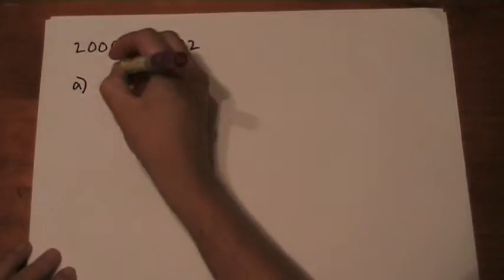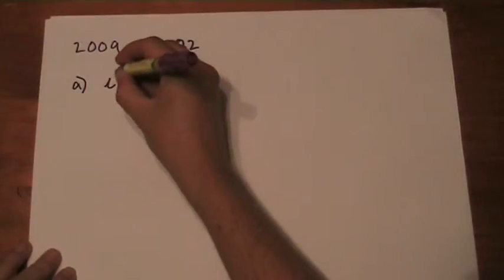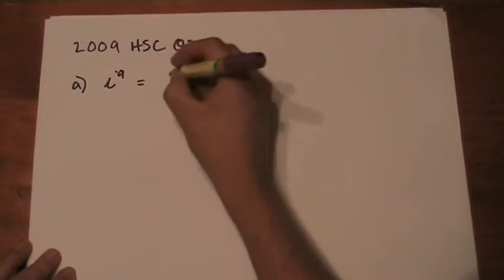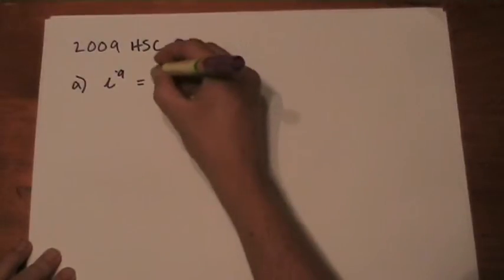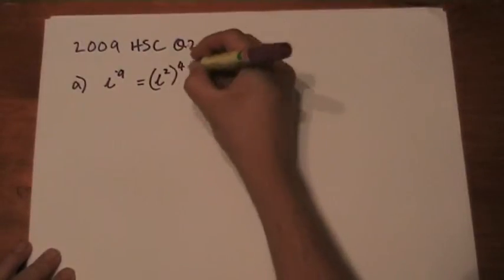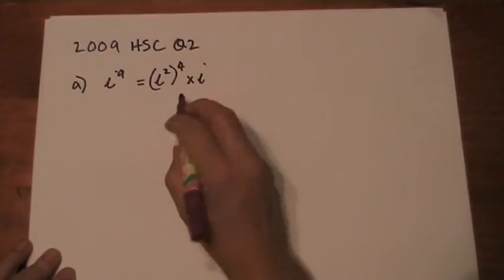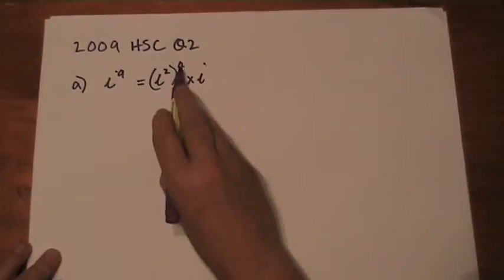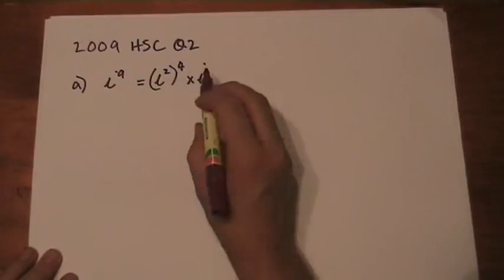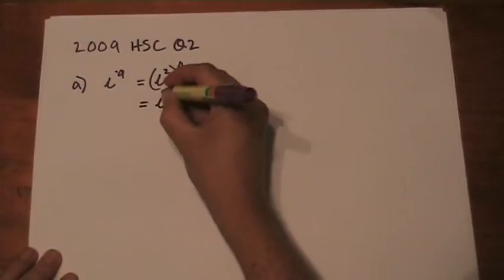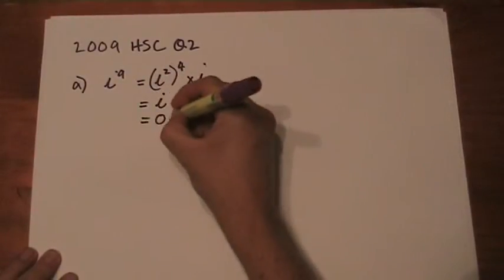Question 2. Okay, so again, first question. I to the 9 in a plus ib form. I to the 9 is I squared. We write it in terms of I squared: I squared to the power of 4 plus 1 more I. I squared is negative 1, raised to an even power is positive 1. So it's simply equal to I, which is 0 plus I.